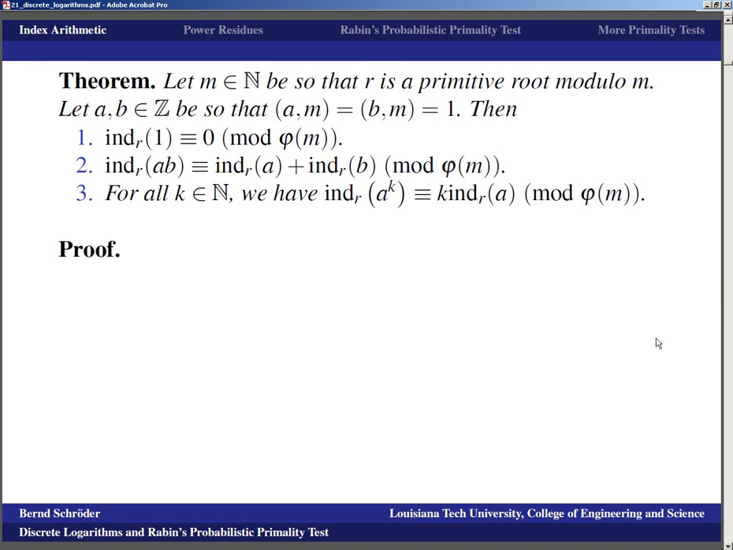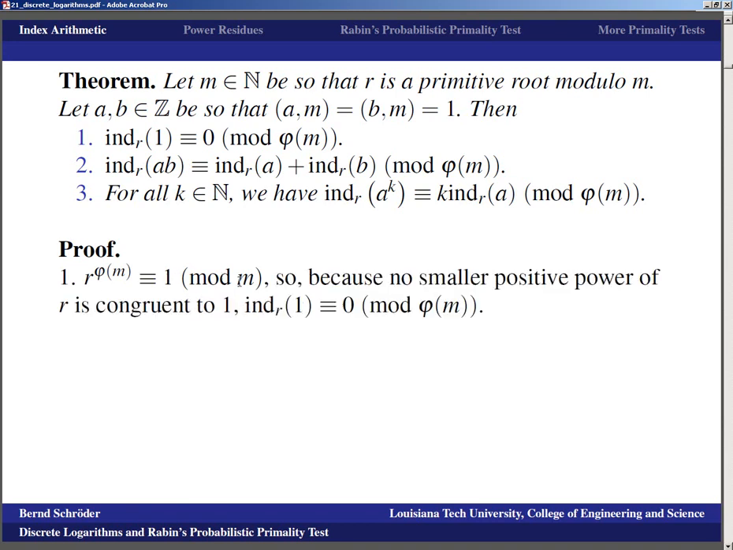And, well, we're going to see why in just a second. And, well, it's very simple, right? r to the phi of m is equivalent to 1 modulo m. And because no smaller positive power of r is congruent to 1 modulo m, the index of 1 to base r is equivalent to 0 modulo phi of m.